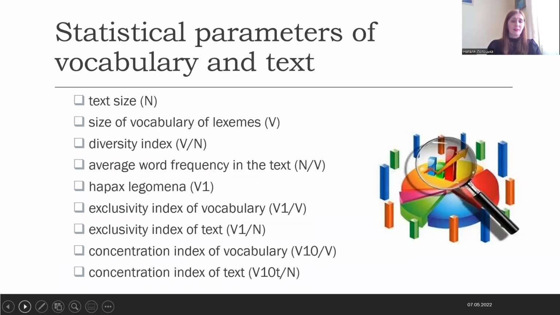In the study, the statistical parameters of author, vocabulary, and text are the following: text size, size of vocabulary of lexemes, average word frequency in the text, hapax legomena, exclusivity index of vocabulary, exclusivity index of text, concentration index of vocabulary, concentration index of text.